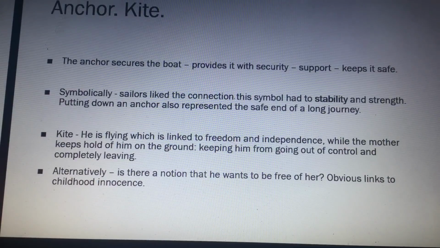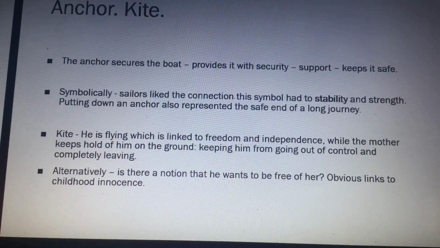Alternatively, is there a notion that he wants to be free of her? And there's obvious links to childhood innocence. So him being the kite, is he desperate to get away from her? And obviously she's holding on, which seems like a natural thing for a mother to do. So we've had base, anchor and kite, which are all images of security, of safety, of holding onto.